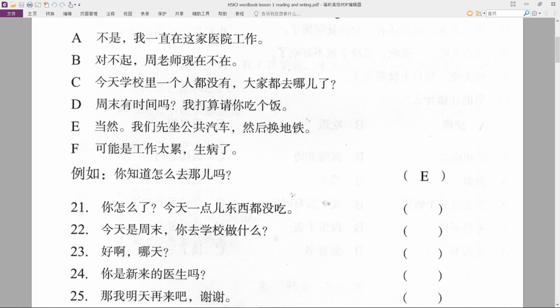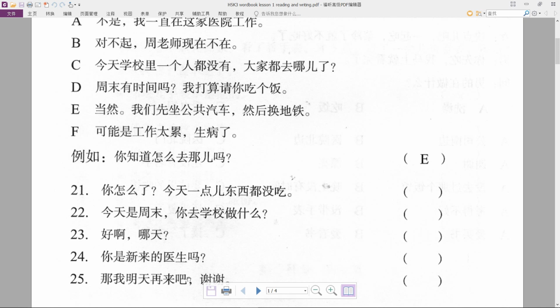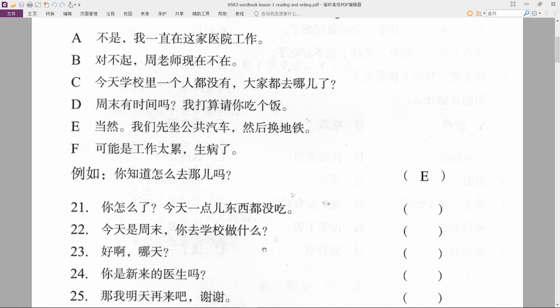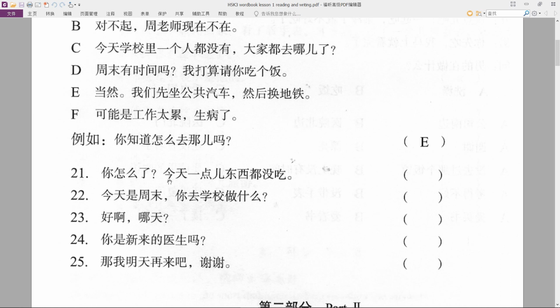Yeah, it's quite clear. 25, 那我明天再来吧,谢谢。Then I tomorrow come again, so 再 means again, 吧, kind of to suggest I come here tomorrow. 谢谢, thank you. I think the answer will be B. So, 对不起, 周老师现在不在。Sorry, Mr. Mrs. Zhou now is not here. So, in that case, I come here tomorrow. Then, 谢谢, bye. Thank you.